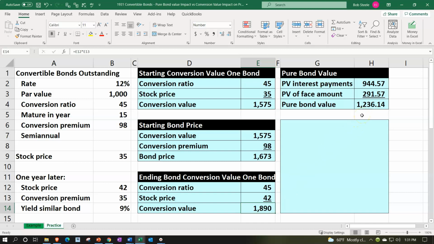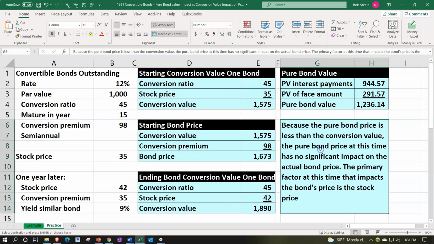Now, when you look at those two, if I calculate the pure bond value and it's less than the conversion value, then in essence, you would think that the pure bond value calculation wouldn't be the driving factor for the valuation of this security. The major impact you would think then would be the conversion ability, because it's got the higher amount here. So that's going to be the general idea. So in other words, let's put a little note down here.